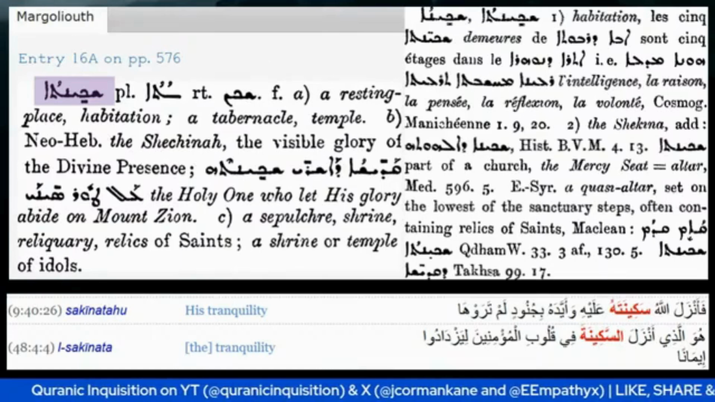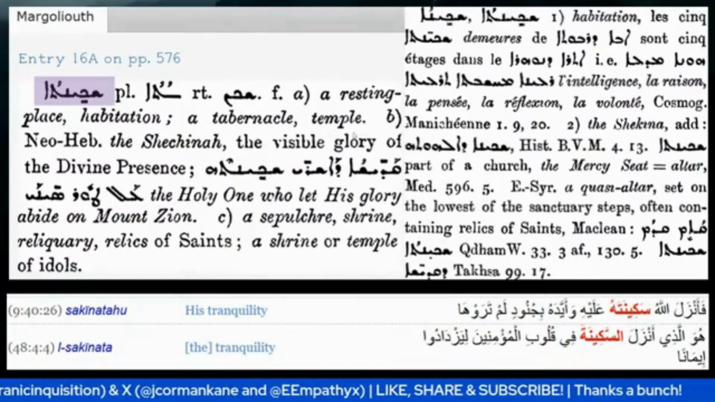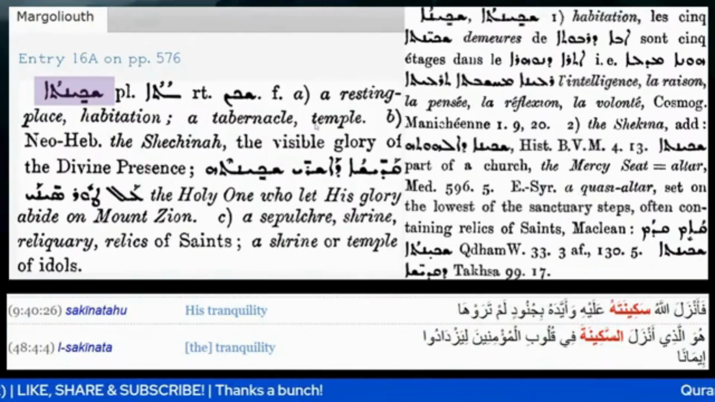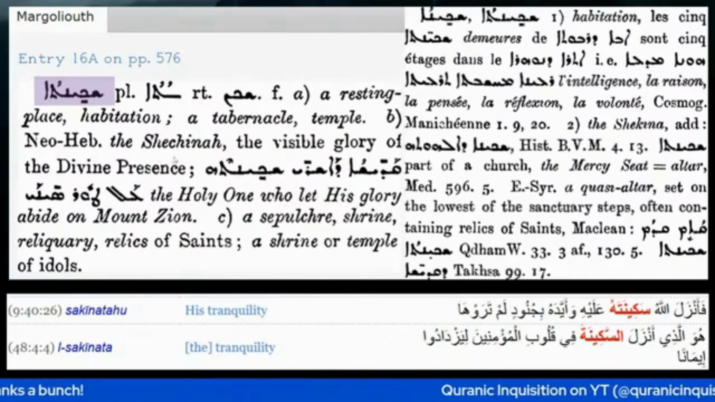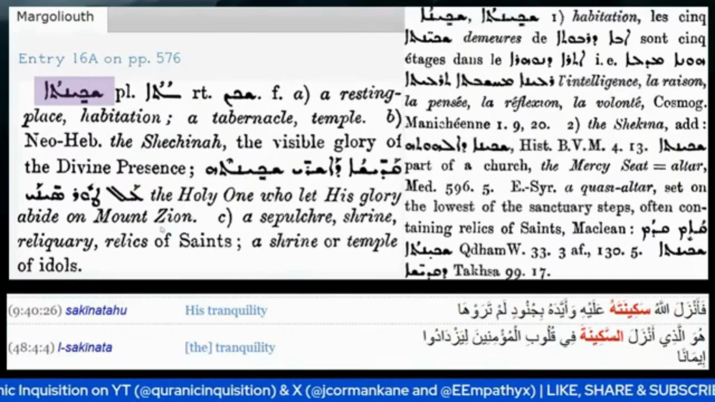So how does it define this word? A resting place, habituation, tabernacle, temple, and then more specifically, this concept, right? You can define the term in terms of what it literally means, and then you can define it more in terms of its conceptualization, with all of the loaded concepts packed into it. So the Shekinah, this is from Neo-Hebrew: the visible glory of the divine presence, right?